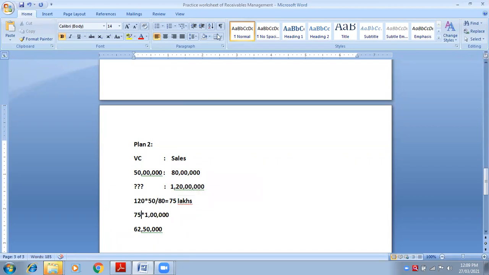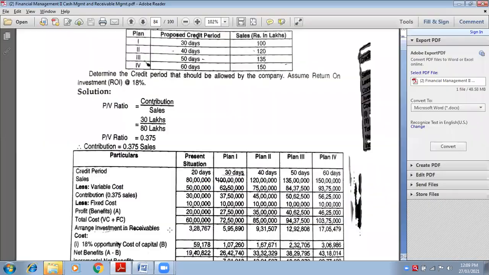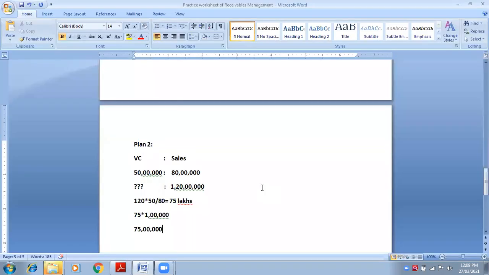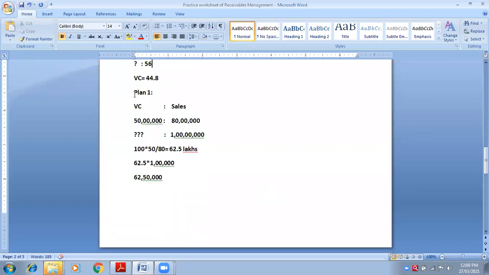Ma'am, 75. Very good. 75 lakhs. So 75 into 1 lakh will give you 75 lakhs. Now see, the answer is 75 lakhs. You just have to cross multiply. Keep doing it on calculator. Now don't make any working note. This is just for you to understand, and what is important is plan 1. For at least plan 1 you should make working note. For others, do it on calci.